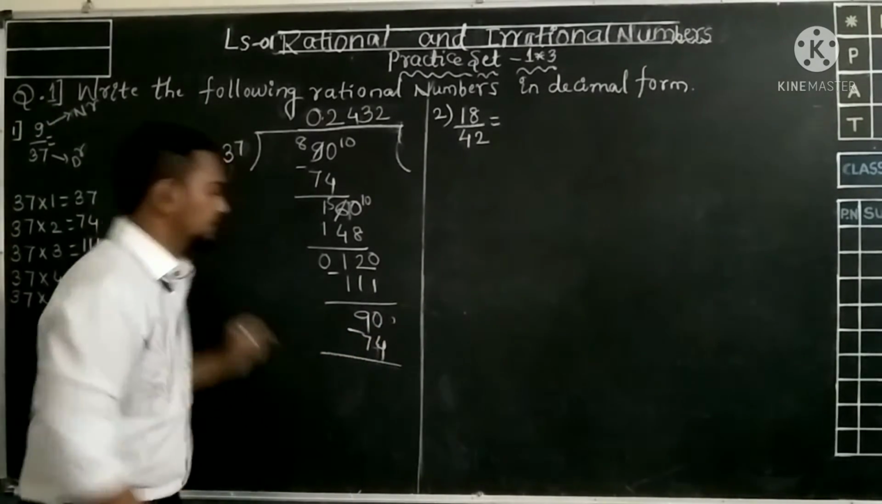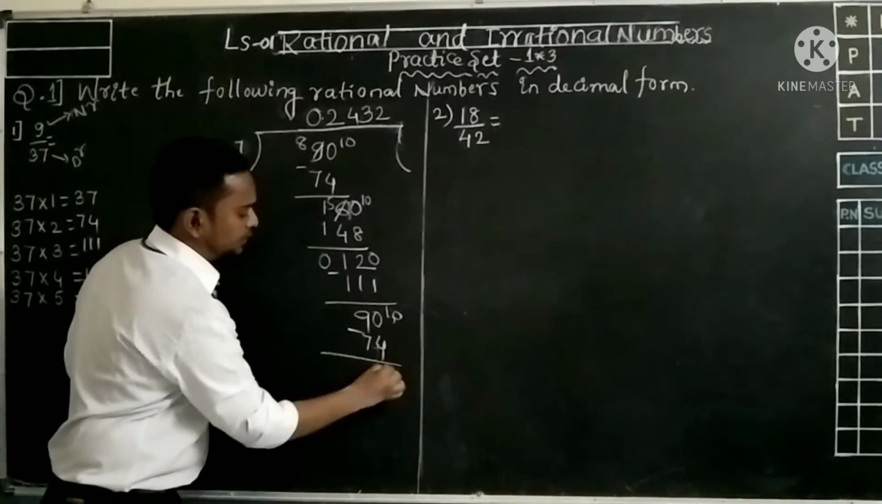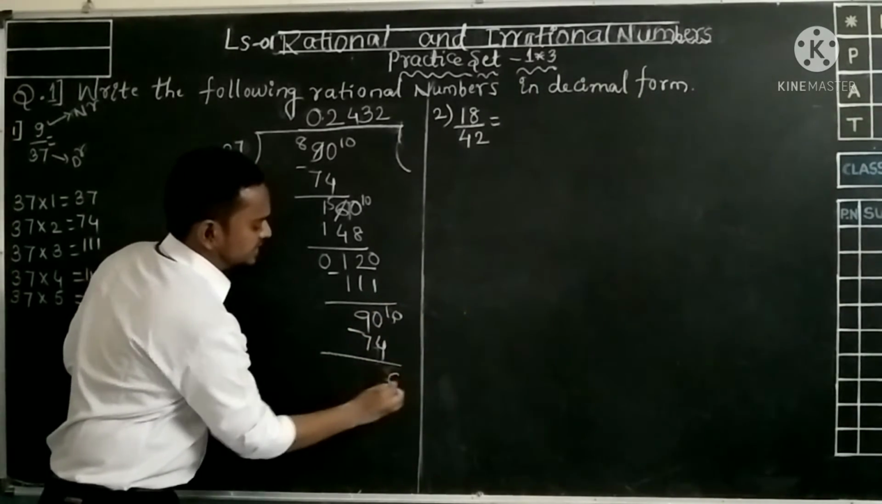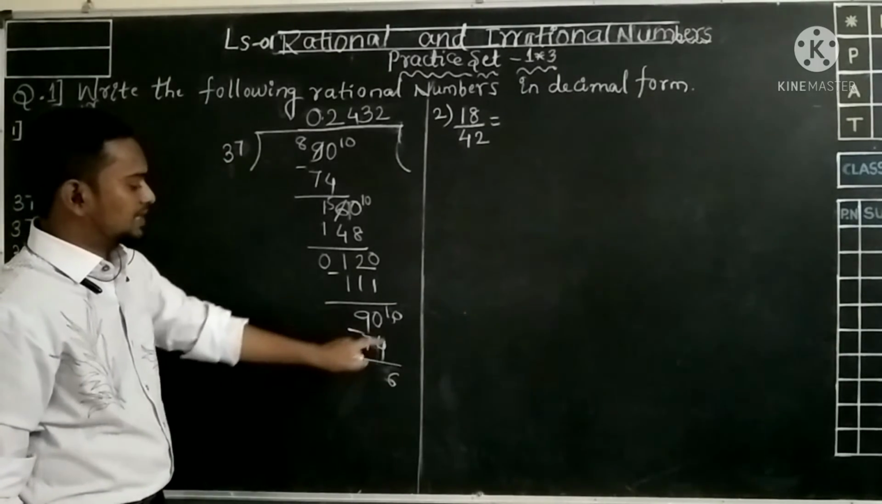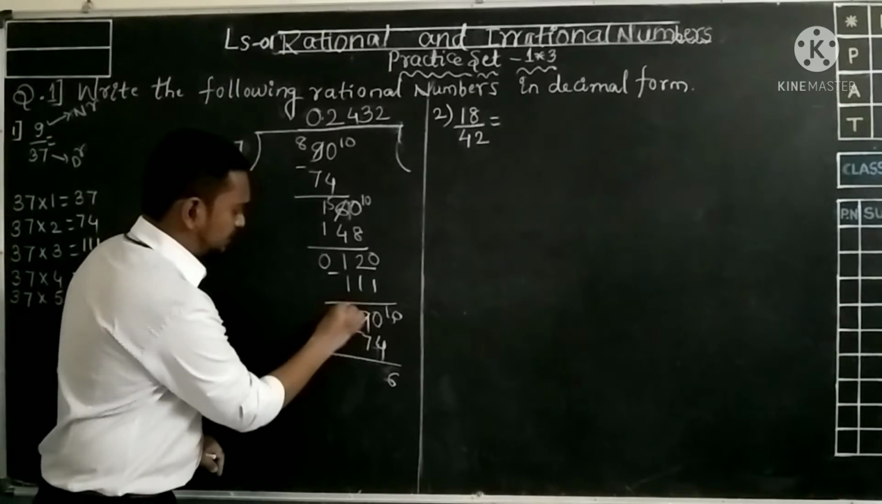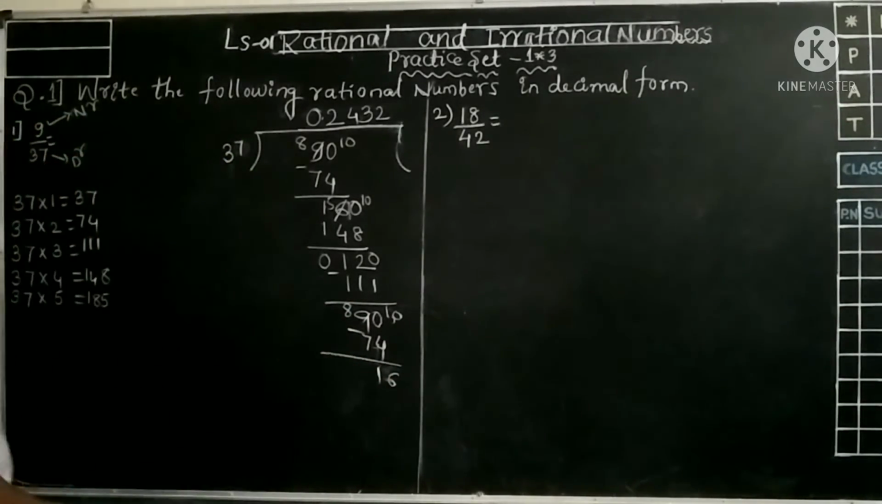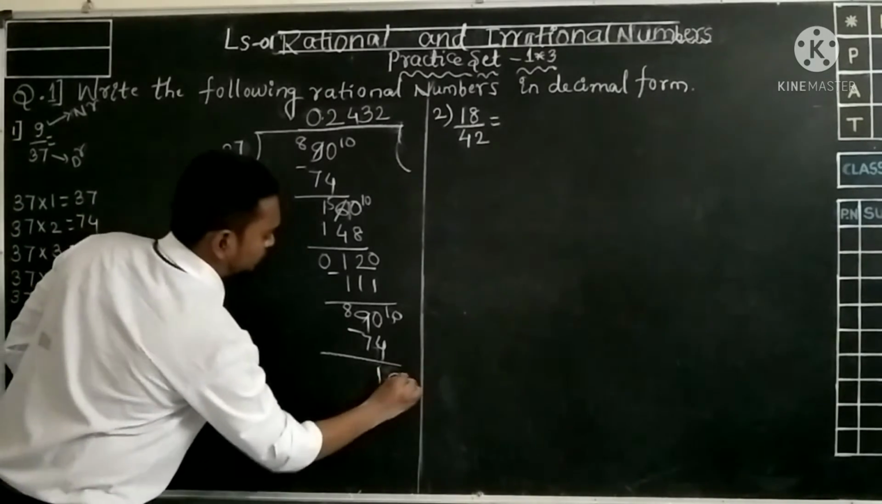Here borrow to make 10. 10 minus 4 is 6. 9 minus 1 is 8. 8 minus 7 is 1. Again we will put a decimal point, 0.